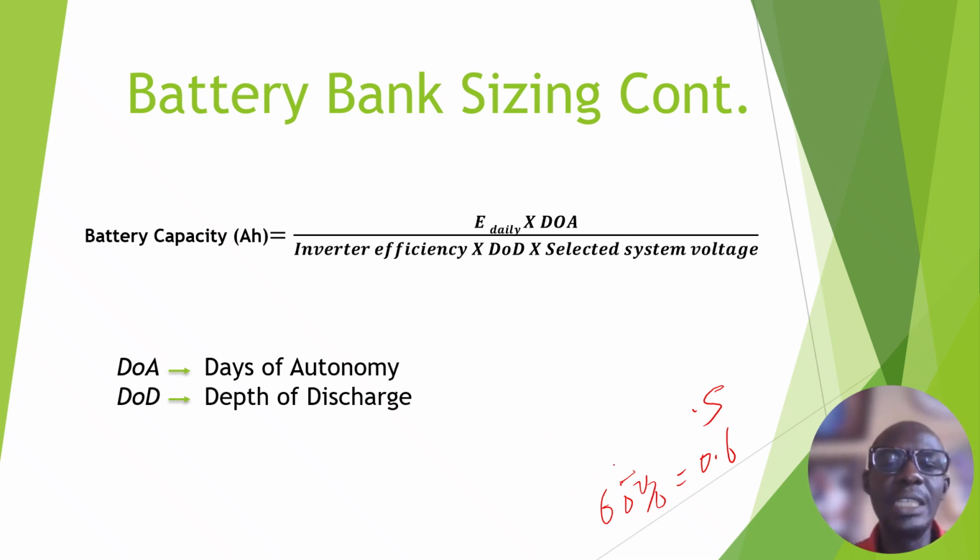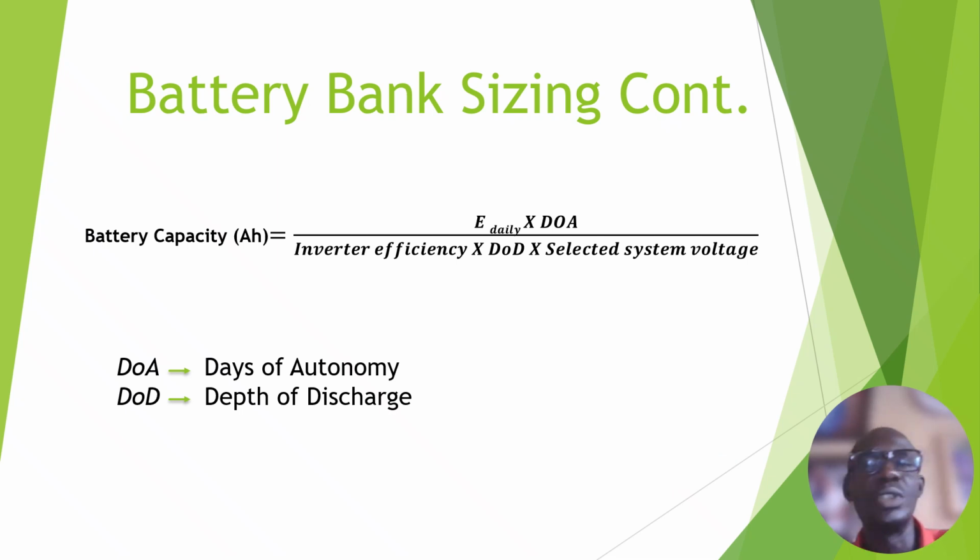And for all lead acid batteries, it's good not to discharge your battery beyond 0.5, so that the battery lifespan will increase. So this is the formula we'll be using for the battery bank sizing. Having understood E daily, which is your total daily energy calculated in the previous video, and having understood what DOA means, then inverter efficiency means how efficient that inverter is.